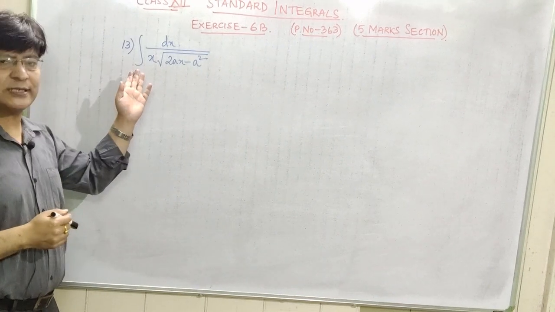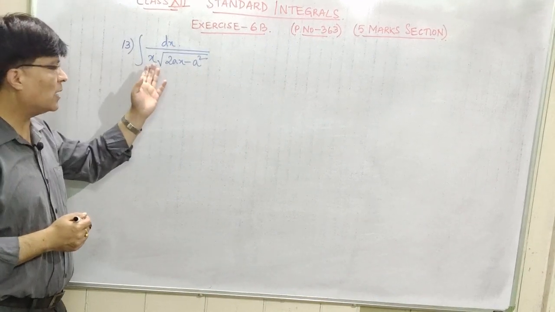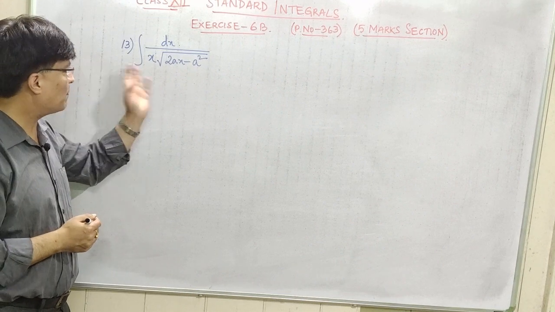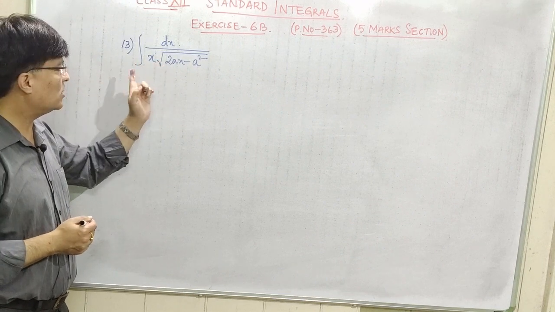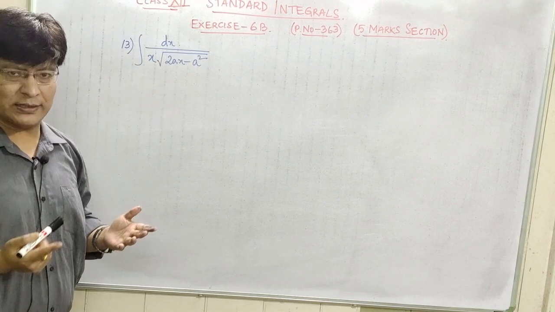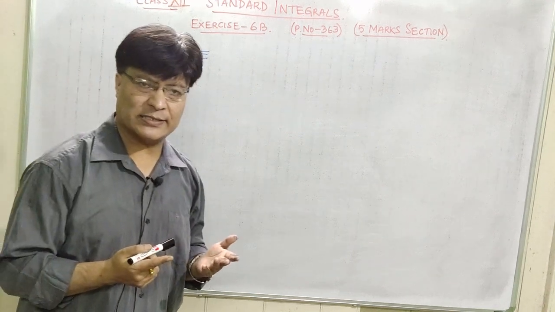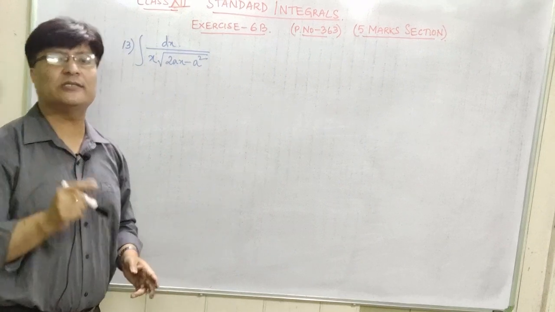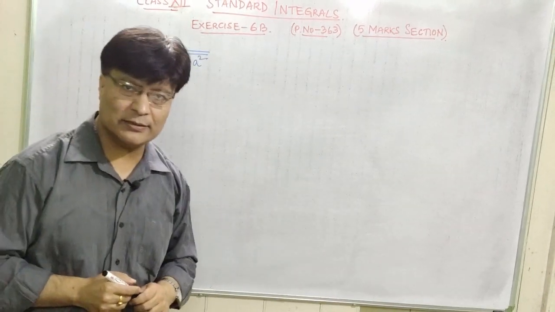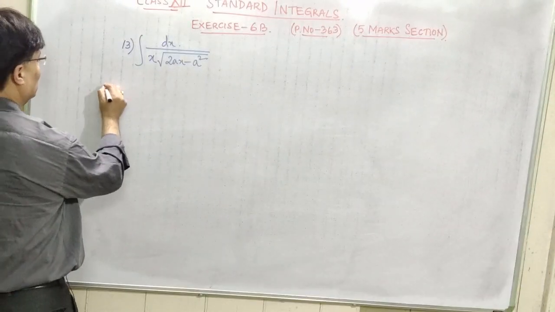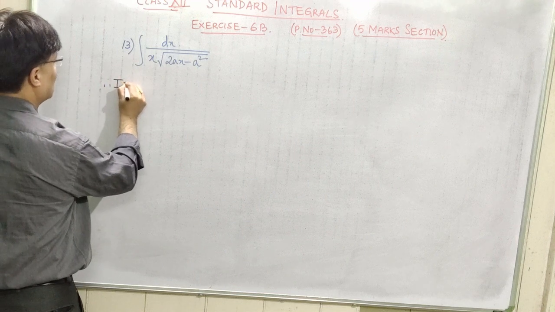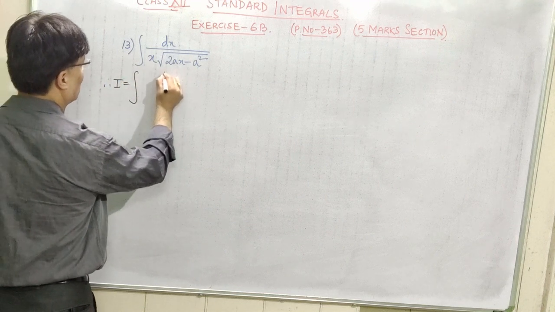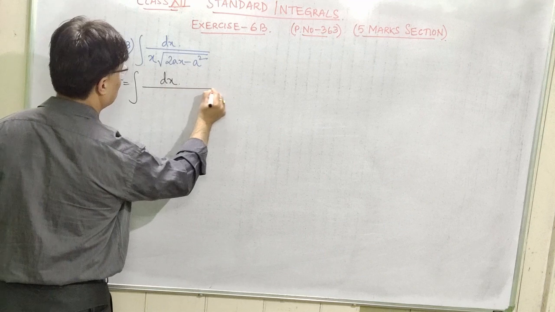So this is the first type of integration. So here outside square root there is x, and the power of x is 1 here, and within square root also the power of x is 1. So what is the method in this case? You have to assume the expression under square root as z square. Is that clear?